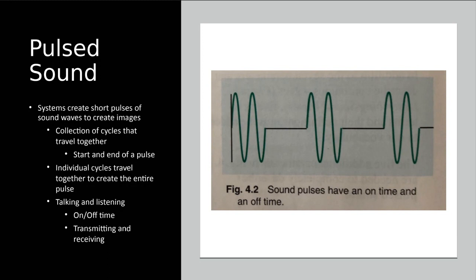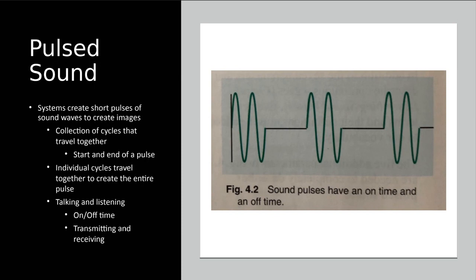So pulsed sound, this is when our system creates these really short pulses of sound waves to create our images. Now, this isn't just sending out one sound wave. This is sending out a unique collection of sound cycles that are going to travel together for the duration of that pulse. So a pulse can be 1 cycle, it can be 5 cycles, it can be 15 cycles.